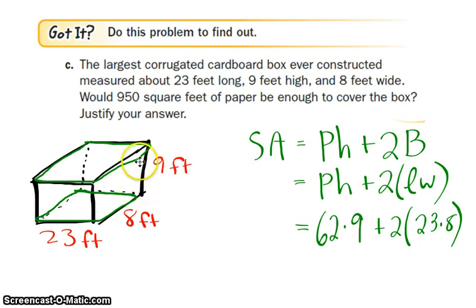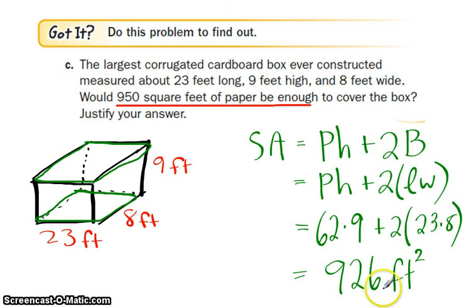The height of the figure is 9. My area of my base is going to be 23 times 8, and I've got two of them. Plug that in. You get 926 feet squared. Now, they want to know, would 950 square feet of paper be enough? Yes, it's going to be enough, because the surface area is only 926 feet squared, and we have 950 square feet of paper, so we're good, okay?